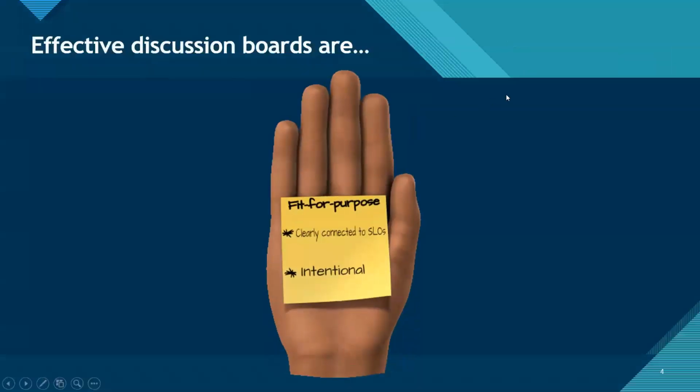So let's talk a little bit about characteristics of effective discussion boards. So they're going to be fit for purpose, meaning they have a purpose, they are intentional, and they are designed to fit that purpose. So they're going to be clearly connected to the student learning objectives for the course. And again, there's a purpose for them. So we're not just kind of throwing it in there as some busy work or something that we just want students to do, but they are clearly connected to the objectives for the course.